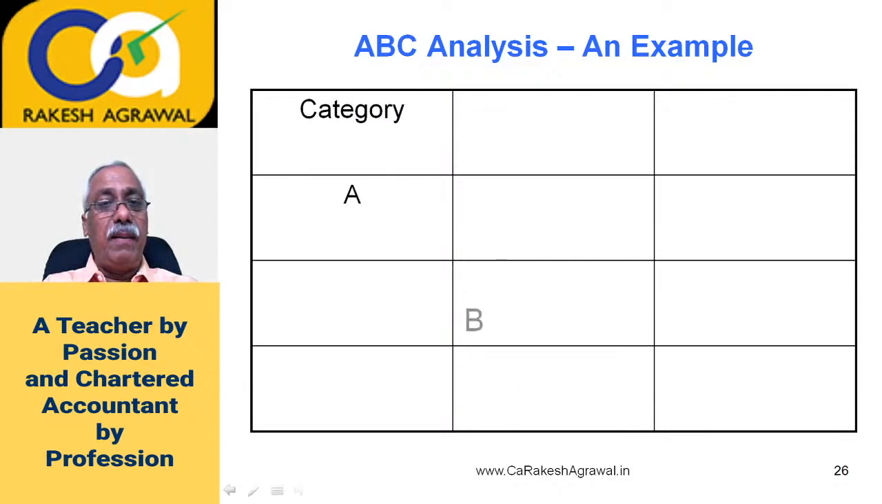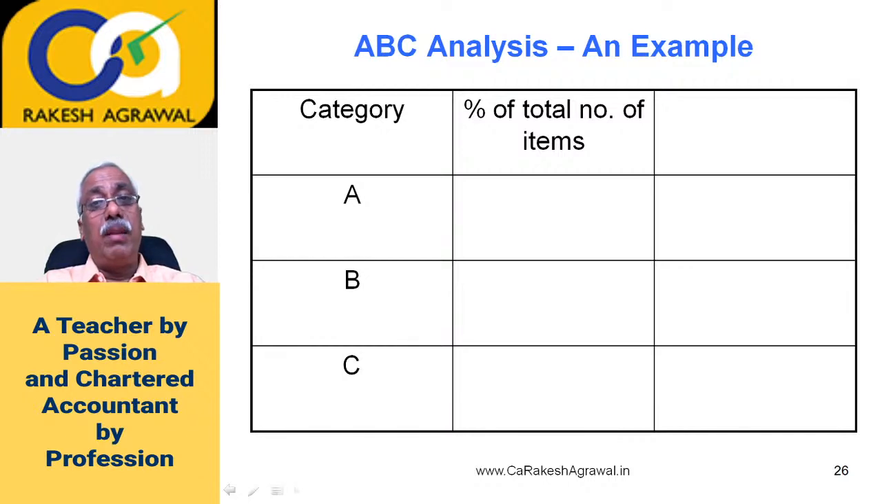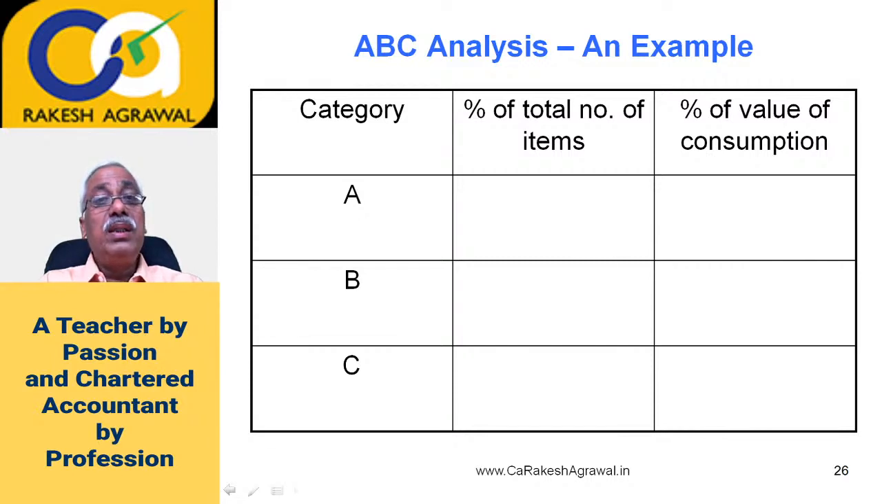Category A, B, and C will classify all the items of raw material. Suppose we have 5,000 varieties of raw materials. Out of 5,000, few items you will take in A category, majority items you will put in C category, and leftover items you will put in B category. Now we'll take percentage of total number of items and percentage of total value of consumption. Just for imagination purpose, suppose you have selected 10% items in category A, but these items have very high consumption value. Let us say their total consumption value is 70% of the total consumption of all raw material.